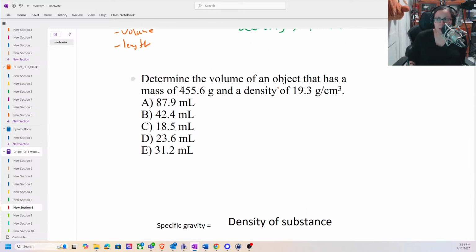All right, so try this problem. Determine the volume of an object that has a mass of 455.6 grams and a density of 19.3 grams per centimeter cubed. I would advise you pause here. And just so you know, a centimeter cubed is a milliliter.